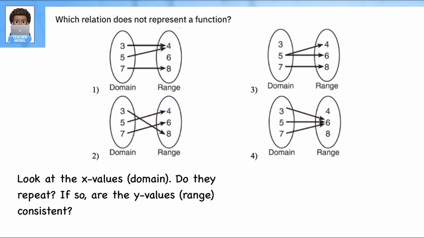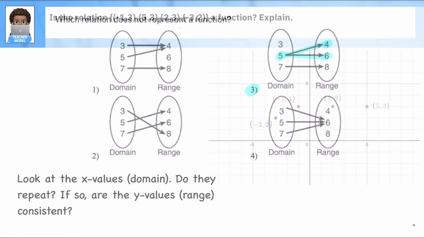All right, and let's do the reveal. It would be C, because here 5 has two outputs. I have a 4 as an output and I have a 6 as an output. If you had chosen 1, remember this is okay because each of these has only one output. Same thing with 4. Each of these has only one output. But if one of these numbers went to two different numbers, then it would not be a function.